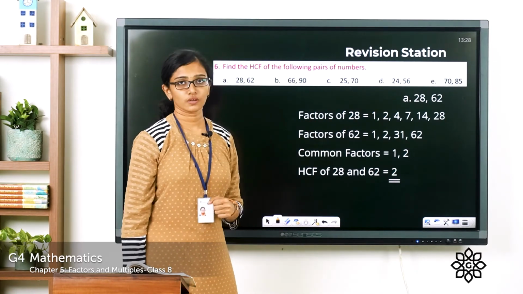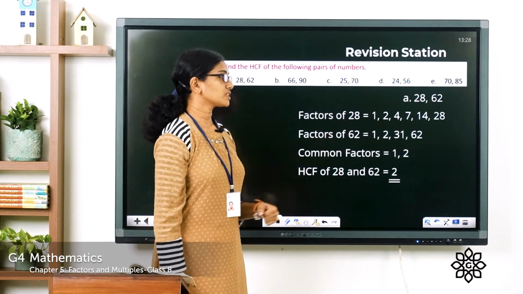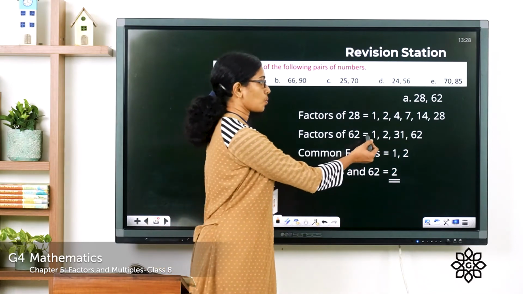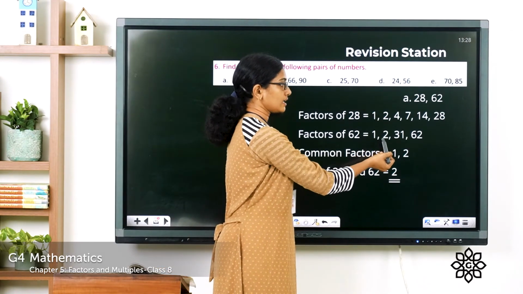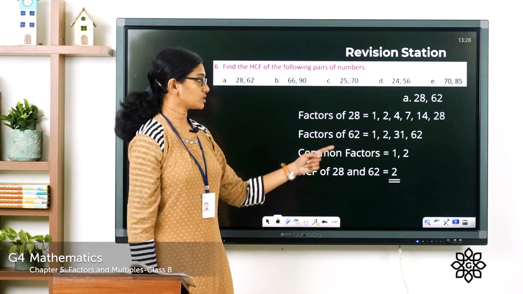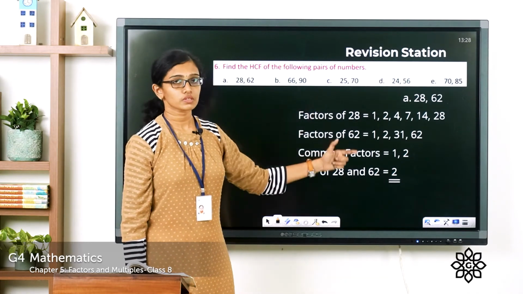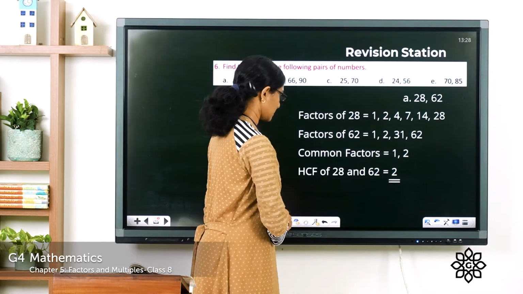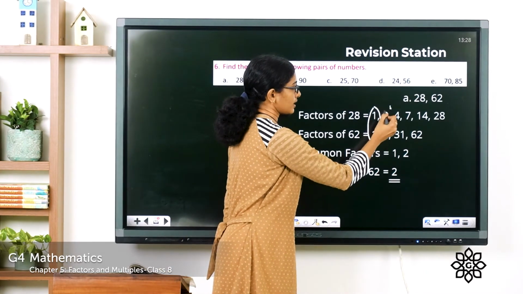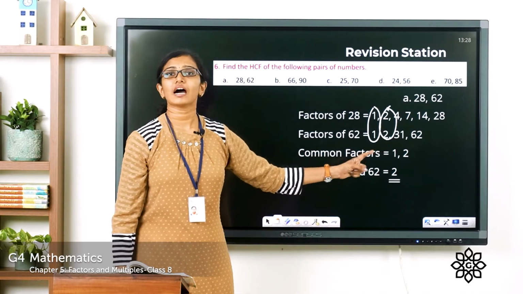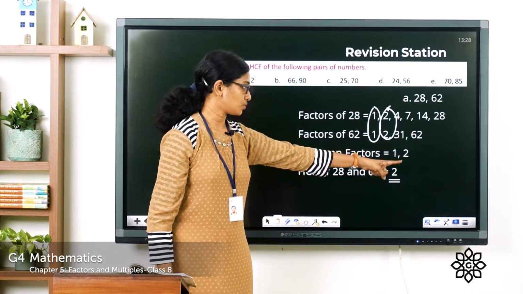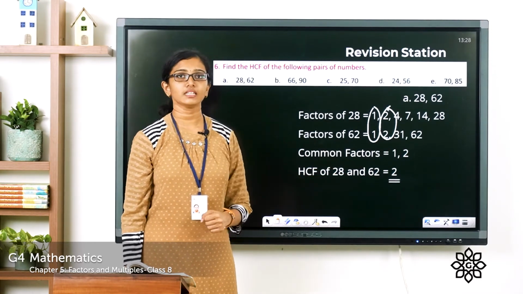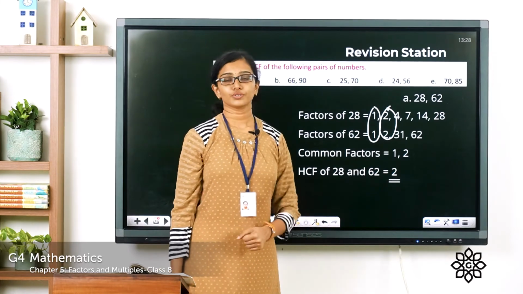Similarly, we have the factors of 62 listed here. Factors of 62 are 1, 2, 31 and 62. 1 into 62 is equal to 62 and 2 into 31 or 31 into 2 is equal to 62. Now, do you see the common factors between them? The common factors between 28 and 62 are 1 and 2. And which is the highest among these common factors? It is 2, right? So the highest common factor or HCF of 28 and 62 is equal to 2.